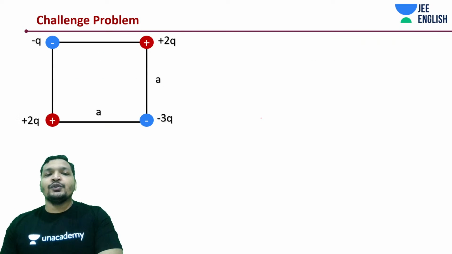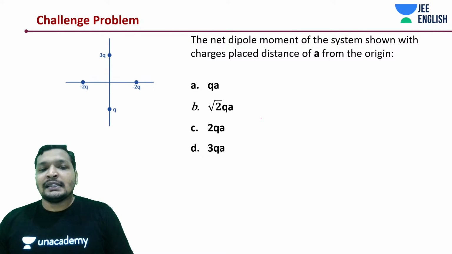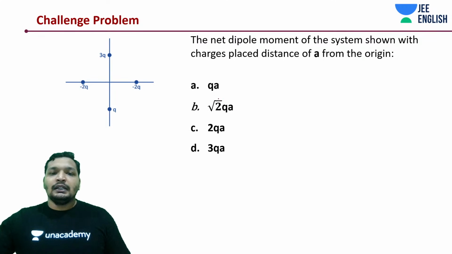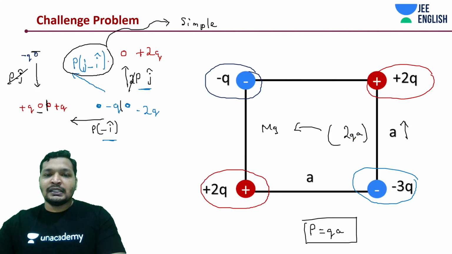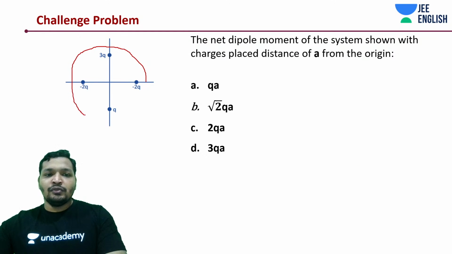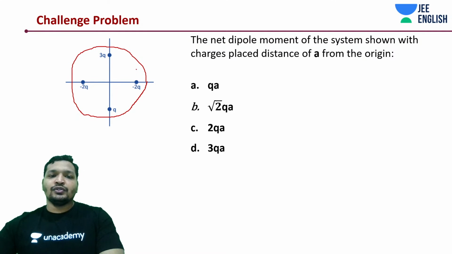With this we'll come to a very interesting problem. This problem also has a similar thing, but given that, you look at it. So this is a dipole system, right? This is a dipole system, isn't it? 3q, minus 2q, plus q and minus 2q. So net is 0. This is a dipole system.